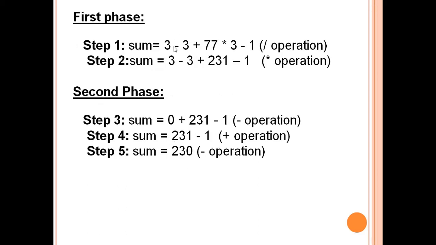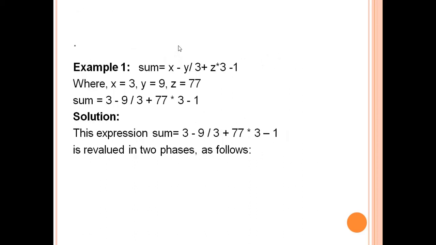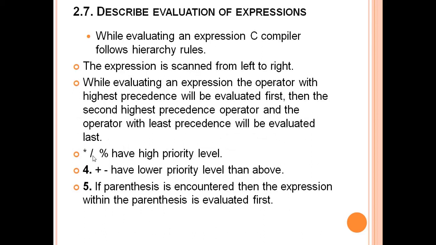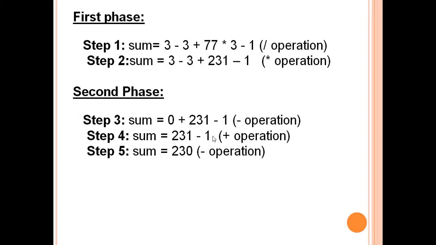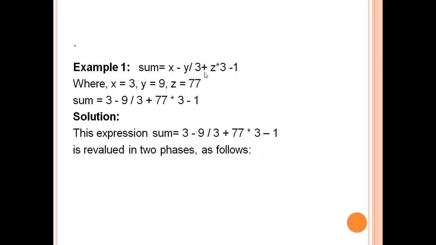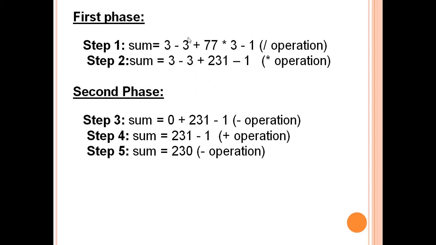First of all, the division operator is to be evaluated first. The division is having higher priority, so we have to evaluate the division operator first. So in this expression, we have to scan this expression from left to right. So in this, the division operator is having the higher priority. So first we evaluate the division operator. The result of 9 by 3 is 3. So in this step, the expression is evaluated.